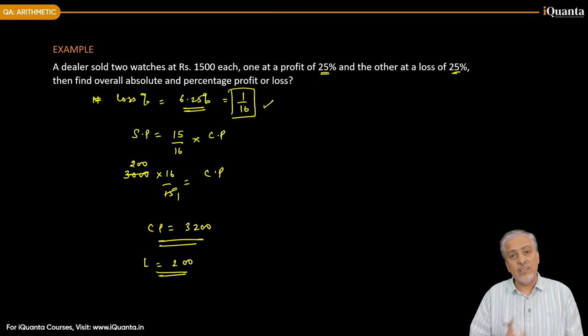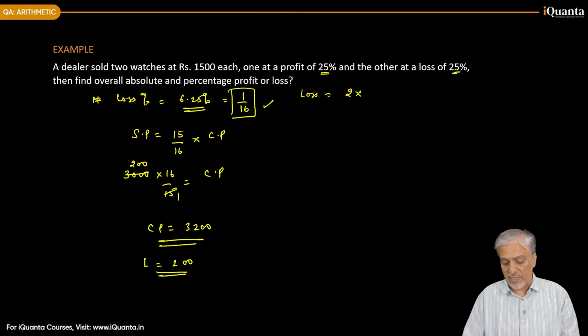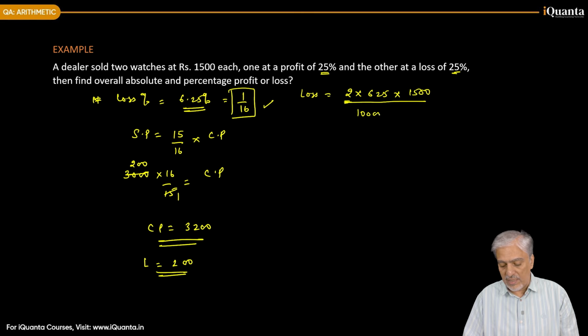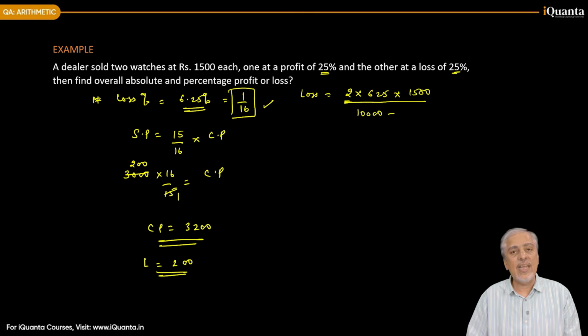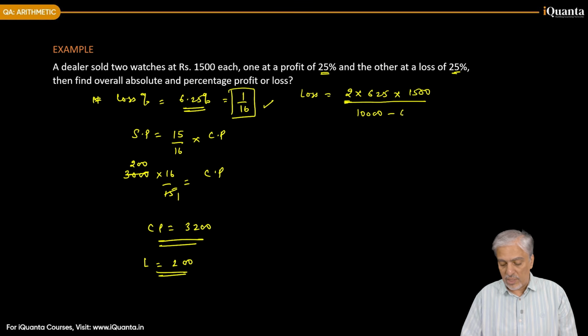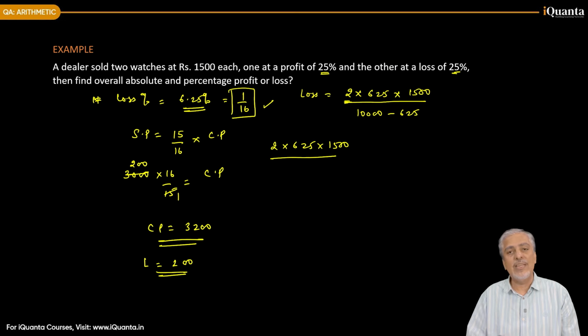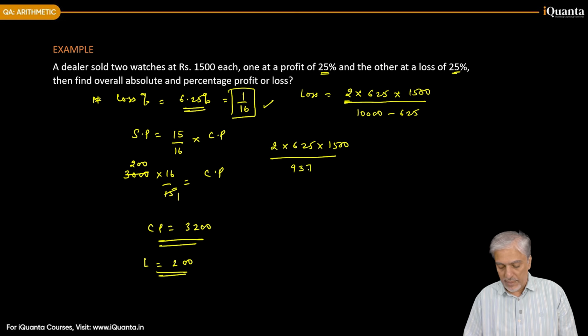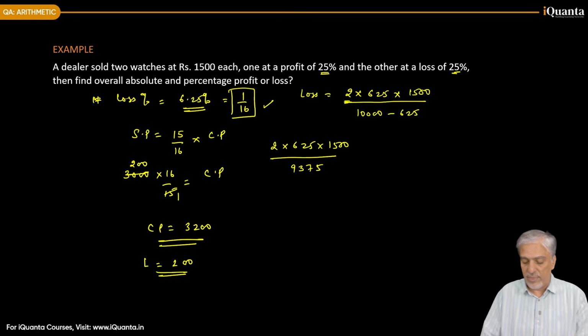Can we try and use the other formula, which was not a very great formula, but still: 2 into X square. X over here is 25. So 25 square, 625 into SP. SP of 1. That is why this 2 is there. So 1,500 upon 100 square, which is 10,000, minus X square. X square is 25, so 625. So we will get 2 into 625 into 1,500 upon 9,375, right? Subtract this, you get 9,375.